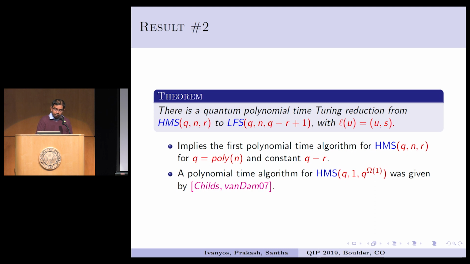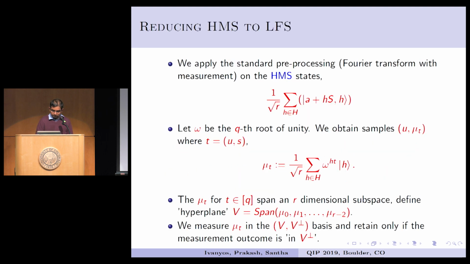Okay, so now let's see how to do this reduction. We use the standard pre-processing. I showed you what the quantum states were in the first slide. For the hidden multiple shift problems, one obtains quantum states of the form 1 by square root r a plus HAS times h. The standard pre-processing on this is to apply a Fourier transform on the first register and do a measurement. Let's say we measured u for the first register after doing the Fourier transform. Then we would obtain a sample u and mu t, where t is the inner product between u and s, and mu t is the state 1 by square root r omega HTH, where omega is the qth root of unity.